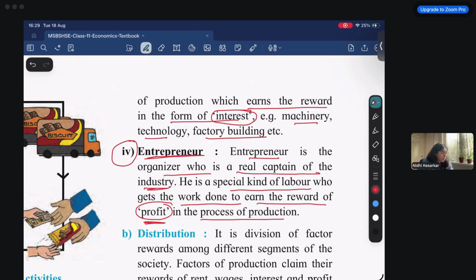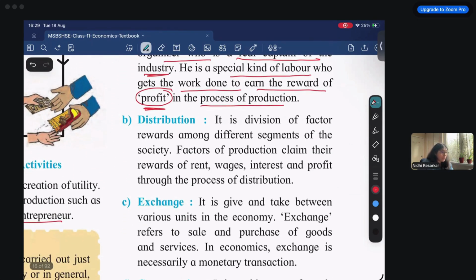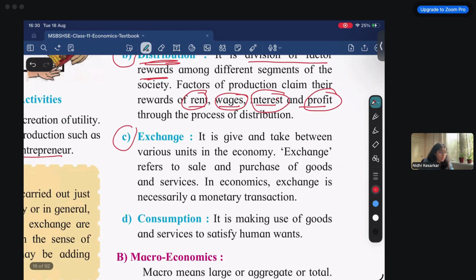Okay. Now, next economic activity is distribution. Remember, distribution does not come under factors of production. Factors of production were the four we just discussed. Distribution is different. It is the division of factor rewards. So, what we just learned, that rent, wages, interest, and profit, all of these are distributed. Rent is given to land, wages are given to labor, interest is given to capital, and profit is given to an entrepreneur.